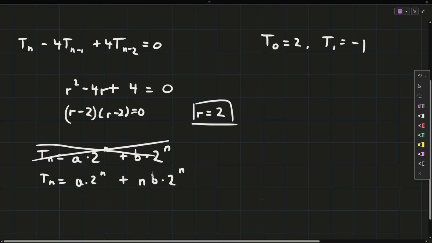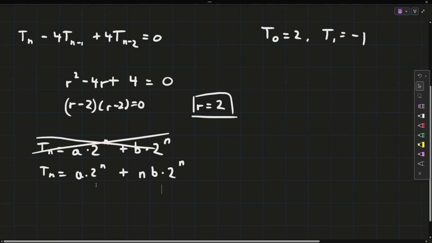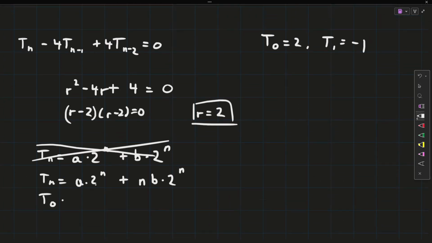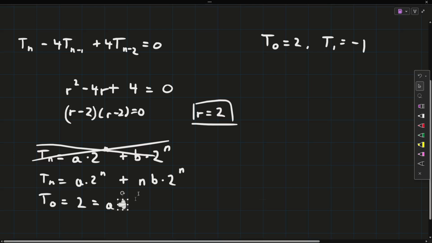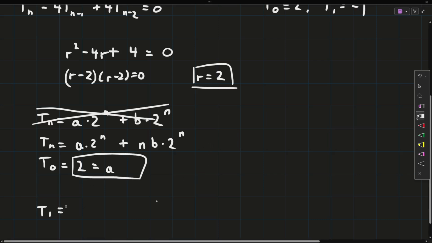And let's just see what a and b are. So if we go for t0, which will be equal to 2, which will be equal to a plus. And then here's the interesting thing, because here we're going to have 0 multiplied by this stuff, so this entire term becomes 0. So it's actually a little easier: 2 is equal to a. Cool.